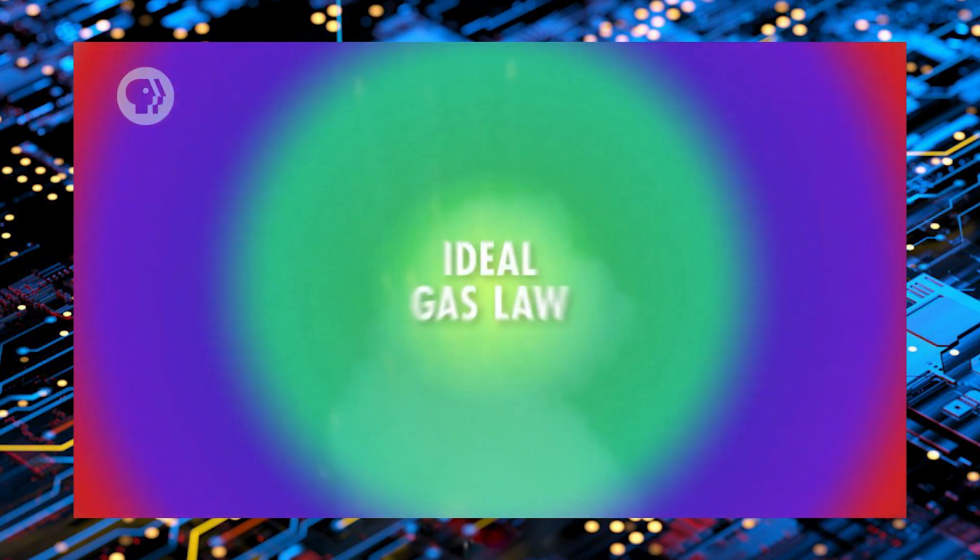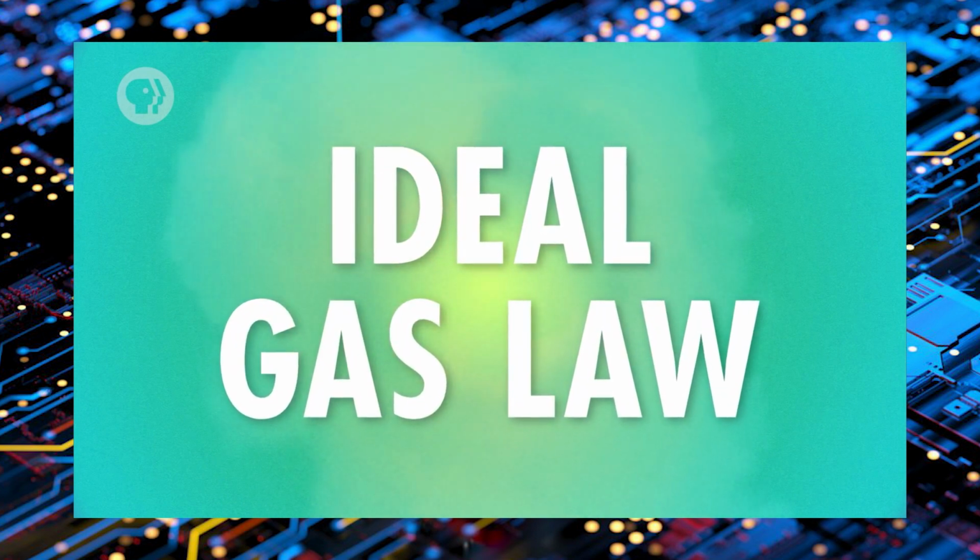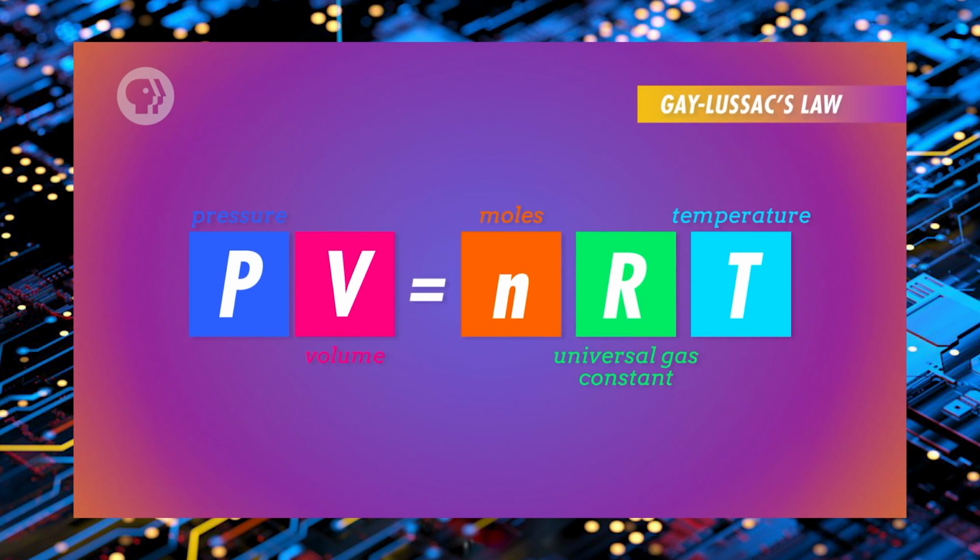All three of these laws can be combined into one main equation known simply as the ideal gas law, which also takes into account the amount of the gas. Pressure times volume is equal to the number of moles in the gas times R times the temperature, also known as PV equals nRT. The n stands for the number of moles of the gas.